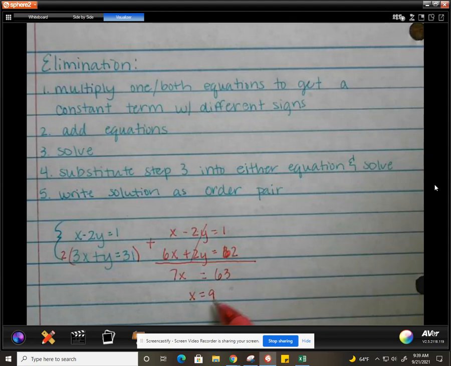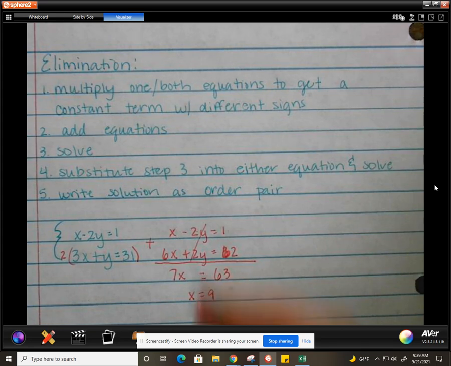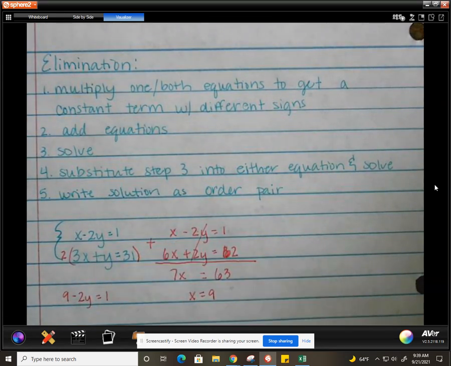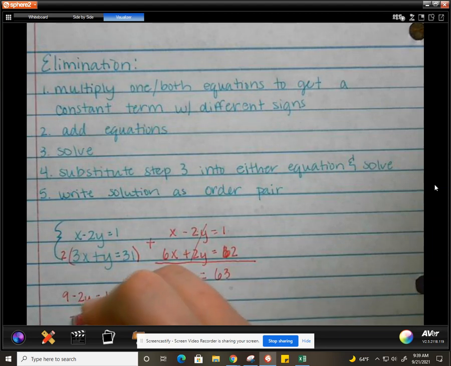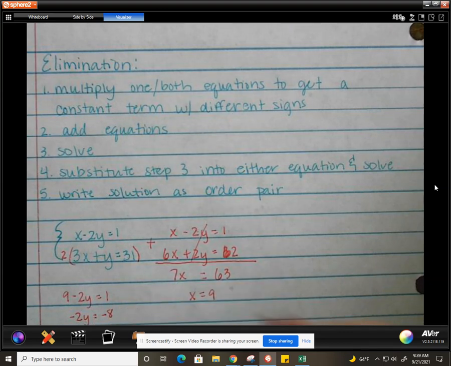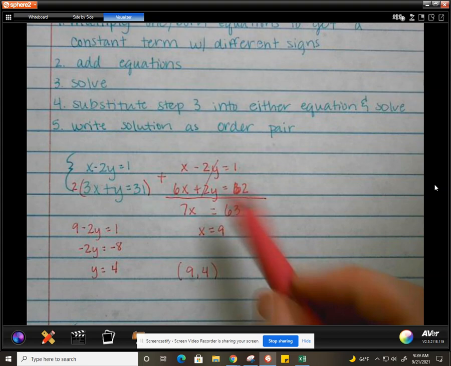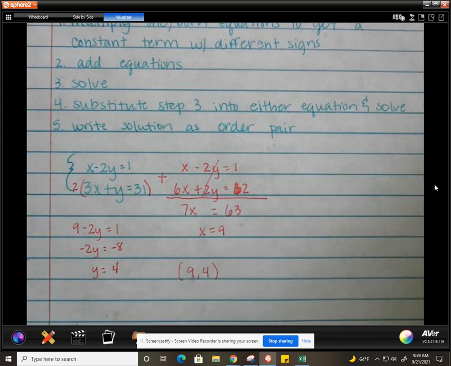Now I just take this number and I plug it back into either one of my equations. I'm going to go with the top one, less work. We're going to do 9 minus 2y equals 1. I'm going to subtract 9 first, so I get 2y equals negative 8. And then I'm going to divide by negative 2, which gives me 4. So my solution to this problem will go x comma y, so 9, 4. Now, this does take a little bit less work than substitution.